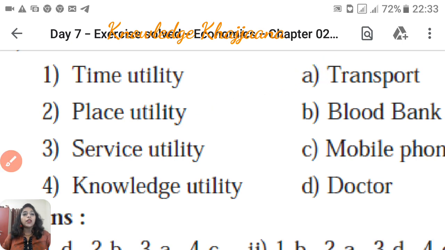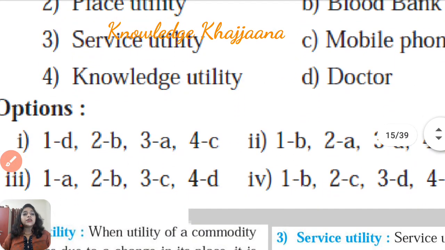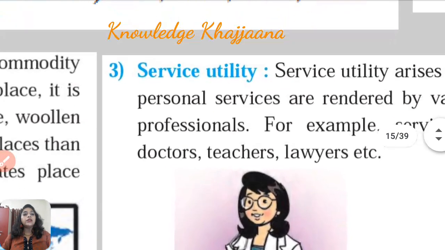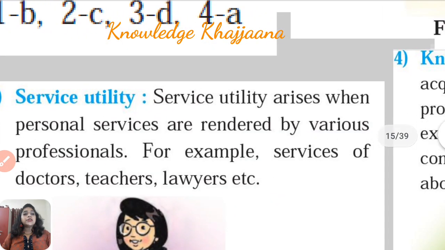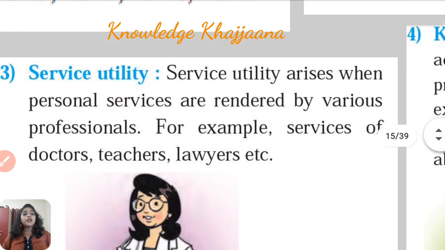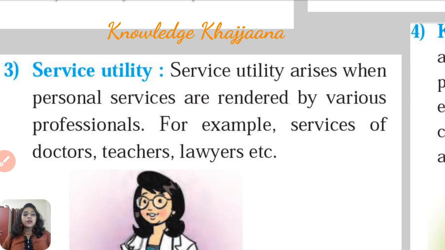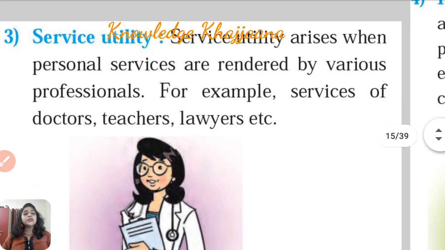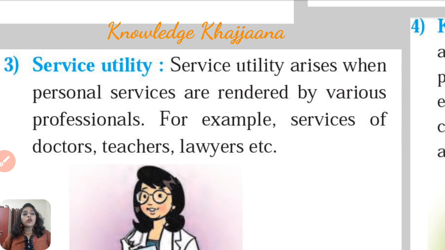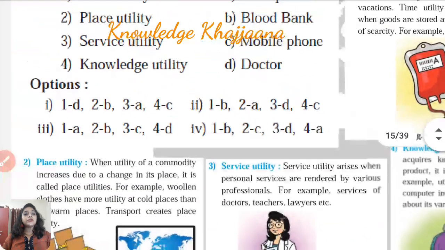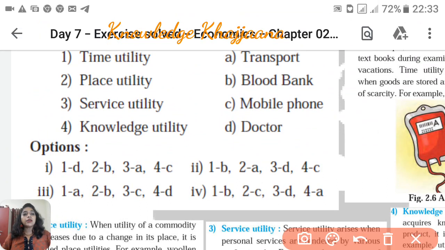Now, the third is service utility. What is meant by service utility? Service utility arises when personal services are rendered by various professionals, for example, services of doctors, teachers, lawyers, etc. These are the personal or professional services given. Rendered means given. Given by whom? Doctors, teachers, lawyers. When they give their personal services, the service utility arises. So the correct example pair of service utility is doctor.